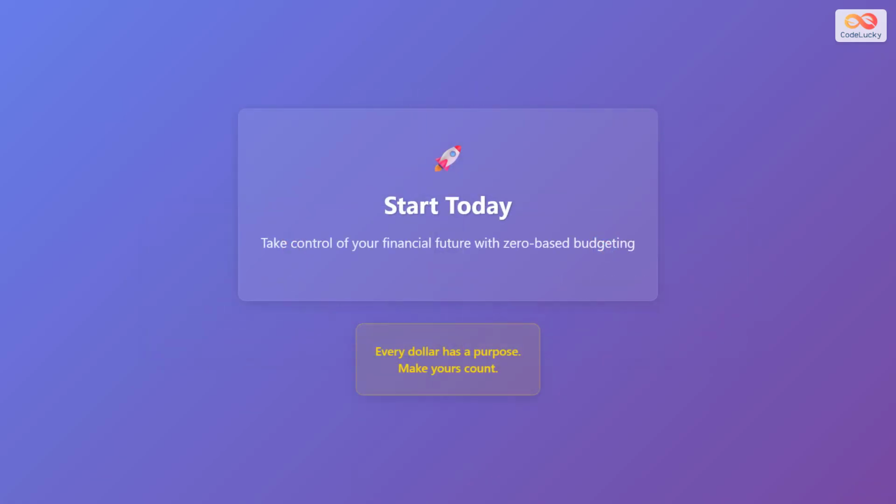The best time to start zero-based budgeting is right now. Don't wait for the perfect moment or the beginning of next month. Take control of your financial future today by giving every dollar a purpose. Remember, with zero-based budgeting, every dollar has a job, and it's your responsibility to make sure each one is working toward your financial goals. Start small, be consistent, and watch as this simple but powerful method transforms your relationship with money.